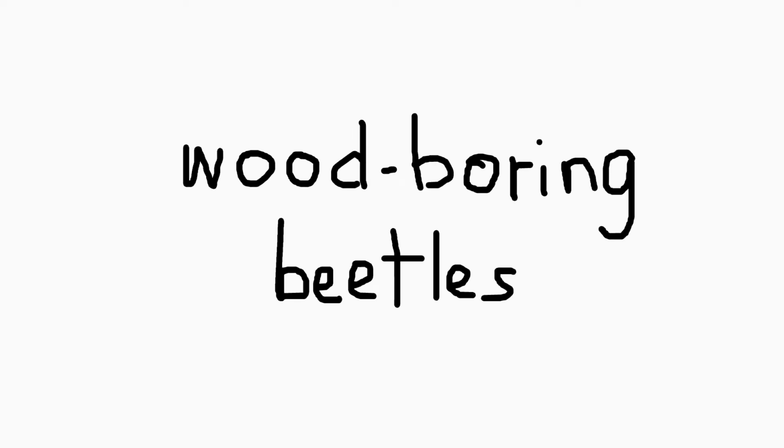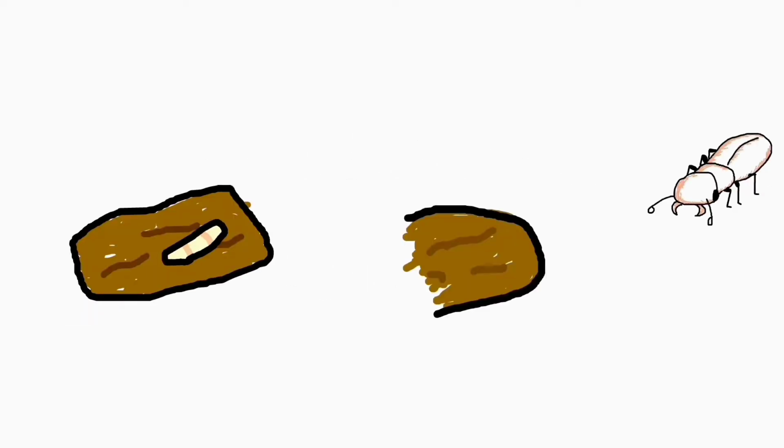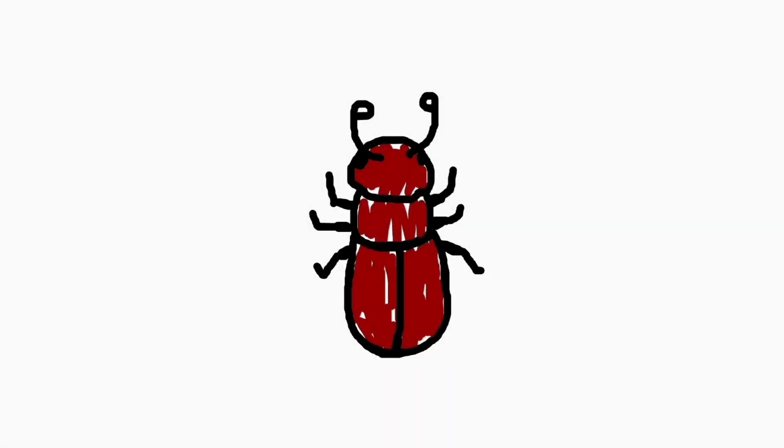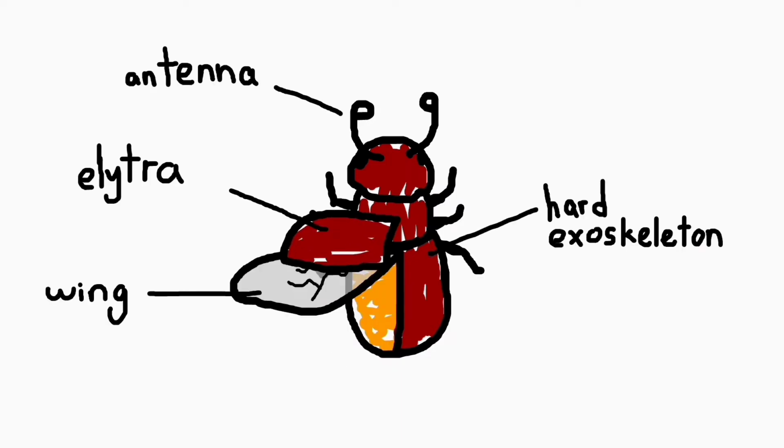Wood-boring beetles are the species of beetles whose larval or adult forms eat and destroy wood. The general anatomy of a wood-boring beetle is quite uniform. They typically have a particularly hard exoskeleton, a pair of wings, antennae, and elytra.